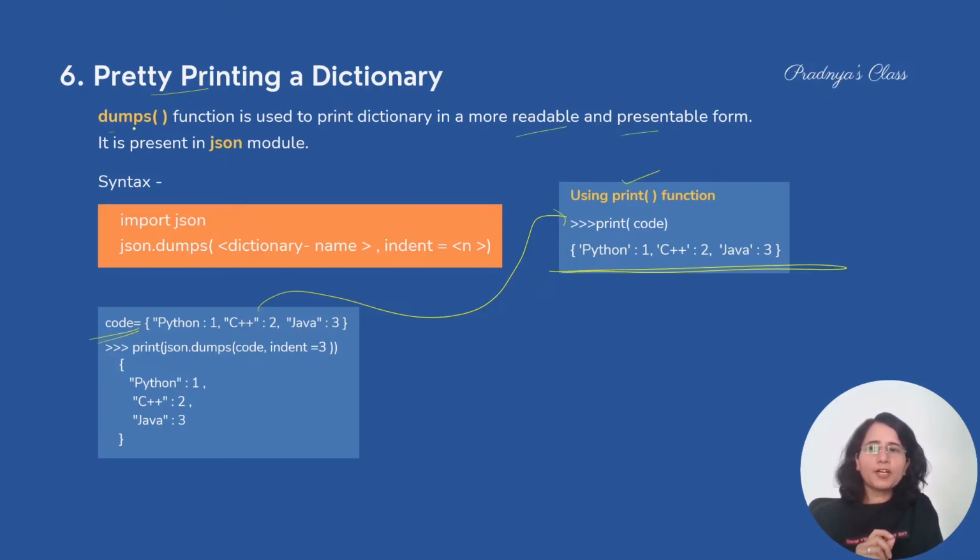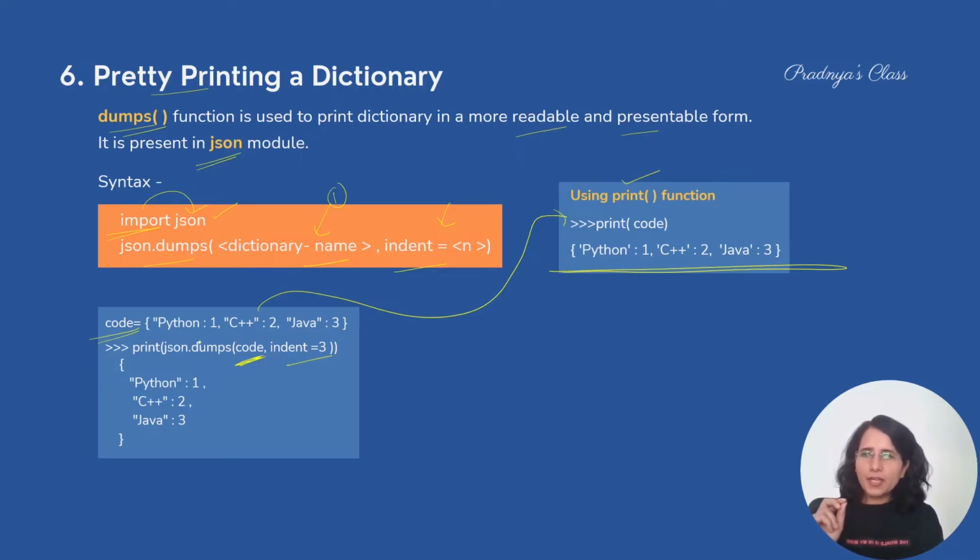Then you can use the dumps function, which is present in the JSON module. You know what modules are and how to use them. This is the syntax to use the dumps function. The dumps function is in the JSON module, so we first have to import that module using the import statement. In json.dumps, the first argument is the dictionary name and the second argument is indent. Indent means the number of spaces for indentation.